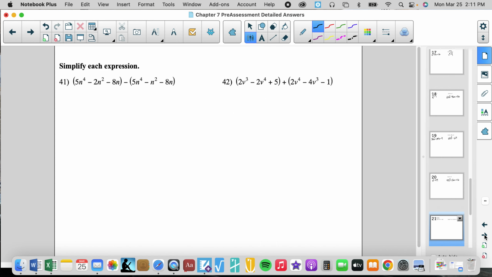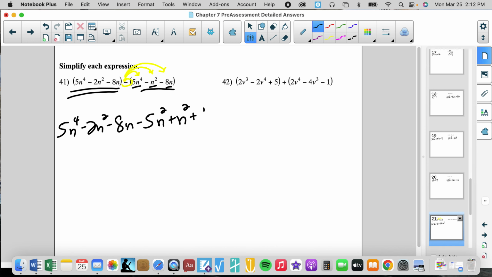All right, now we're going to slow back down and we're going to add and subtract polynomials. This is a trinomial minus this trinomial. So we must take this negative if we're going to subtract it, and we're going to distribute that negative 1 to each of those terms. So it's unaffected by the left one: 5n to the fourth minus 2n squared minus 8n. And now we're going to multiply that negative 1 times each of these three, which in a sense changes the sign of those three terms.